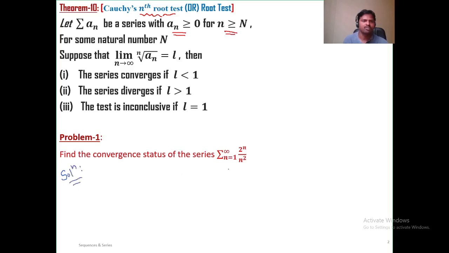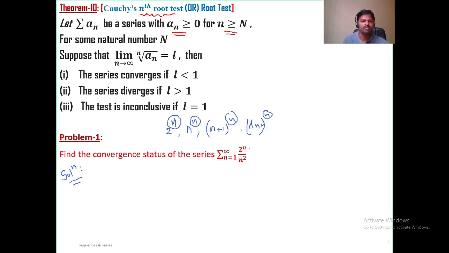How to recognize that the problem belongs to Cauchy's nth root test? Simply, if power n terms are present, for example 2 power n, or n power n, or (n plus 1) whole to the power of n, or (ln n) whole to the power of n, like this. If power n terms are present, then remember Cauchy's nth root test is the most suitable method. You can apply any other test, no problem, but Cauchy's nth root test is the most suitable method.